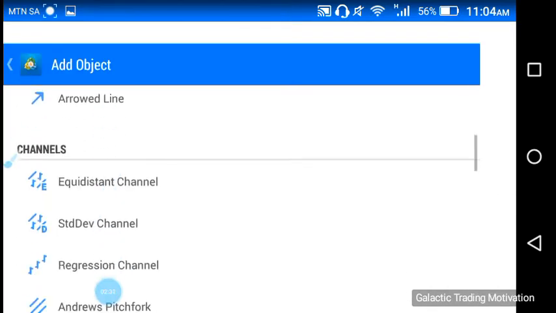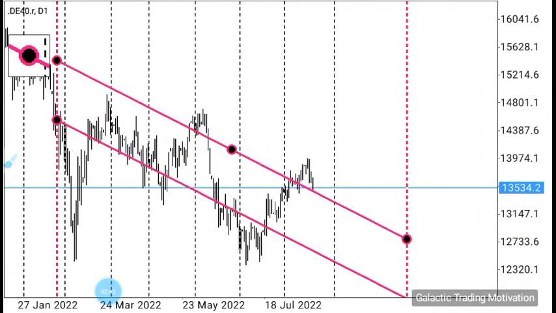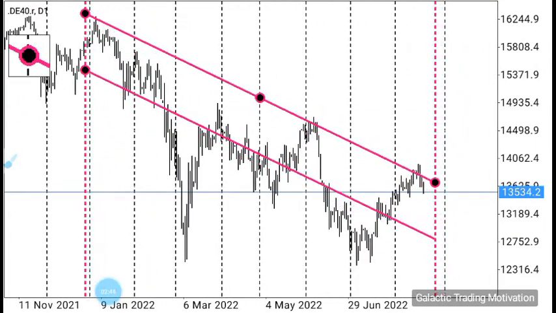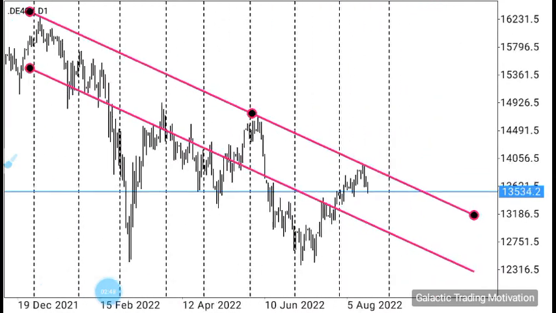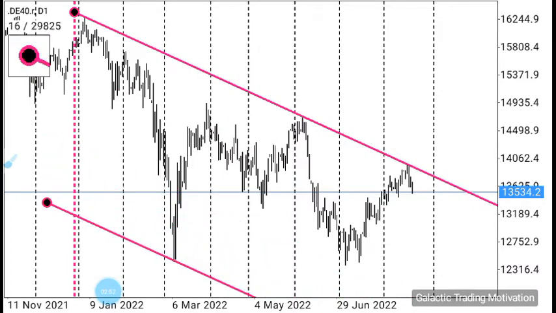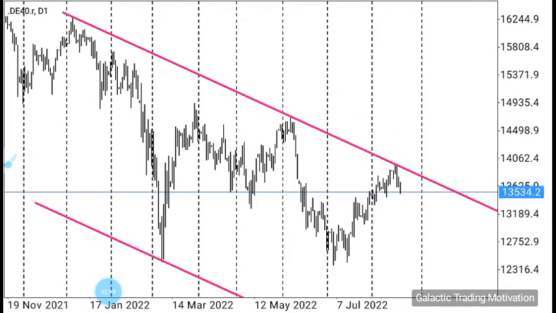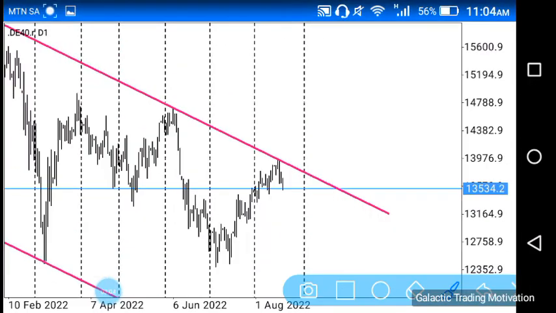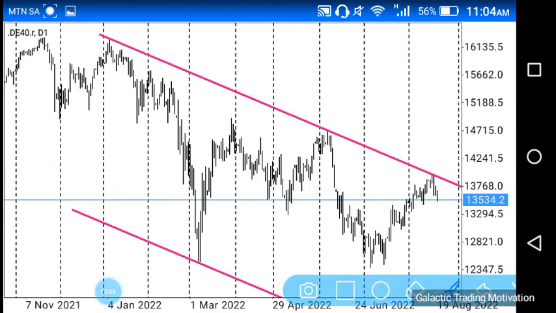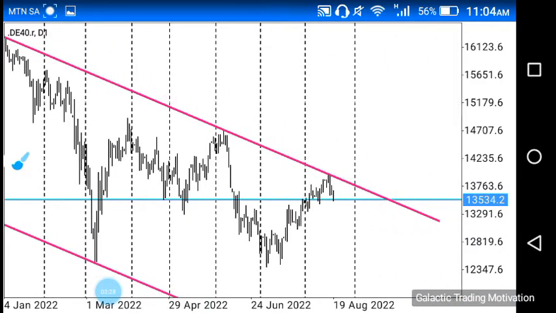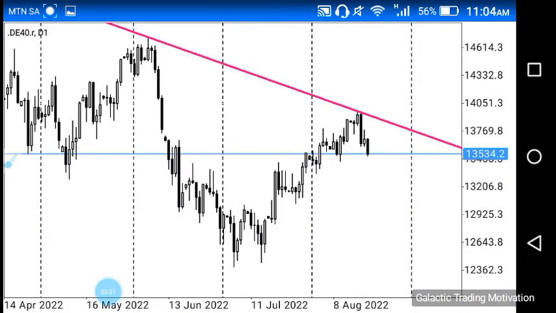Just bear with me. So there goes the daily channel, right? And we can see that currently there's a third touch on the trend line. We had a first touch over here, a second touch over here, and a third touch over here, right? Which tells us that price has to move further down, right? But to what level? Let's continue to analyze this chart and try to determine where exactly price might reach, right?